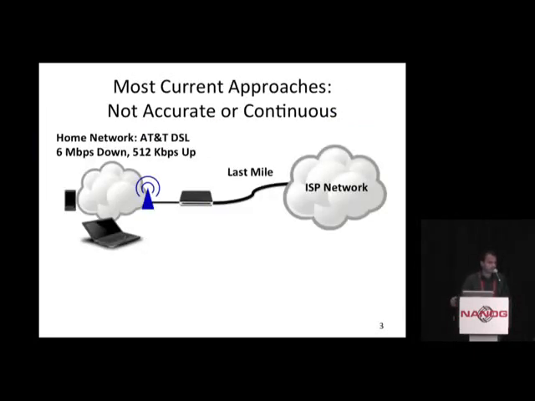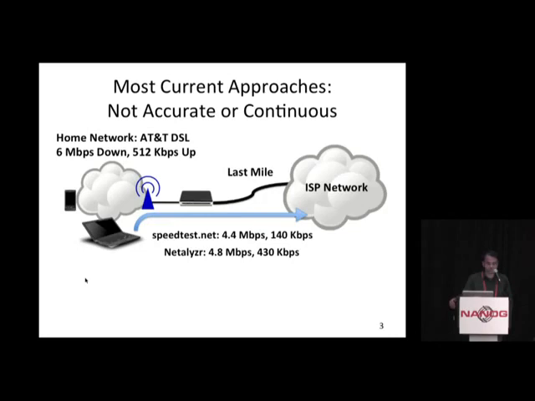However, measuring home networks is not easy. As a motivating example, consider throughput measurement. In a typical home network, you have multiple devices that connect to the gateway device through the wired or the wireless interface. We profiled one such user in Atlanta, an AT&T DSL user with a 6 megabits per second down and 512 kilobits per second up plan. We ran a speedtest.net test through the wireless network, and we saw that this user was getting 4.4 megabits per second down and 140 kilobits per second up.